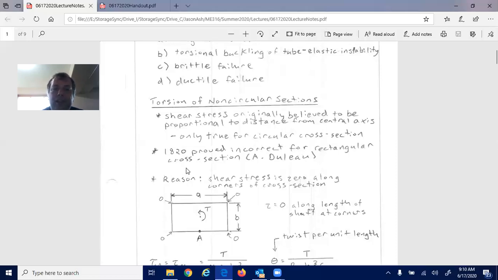In 1820, it was proved incorrect for rectangular cross sections. That was by a French scientist engineer, Deleuze. And the reason for this is the shear stress is 0 along the corners of the cross section. This is just the cross section, so think of the beam going into the page for the length. You have 2 free surfaces at the corners, and with the 2 free surfaces present, that forces the shear stress to be 0 at that point.